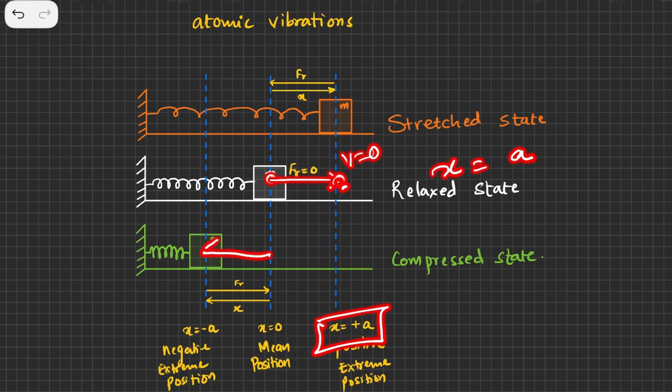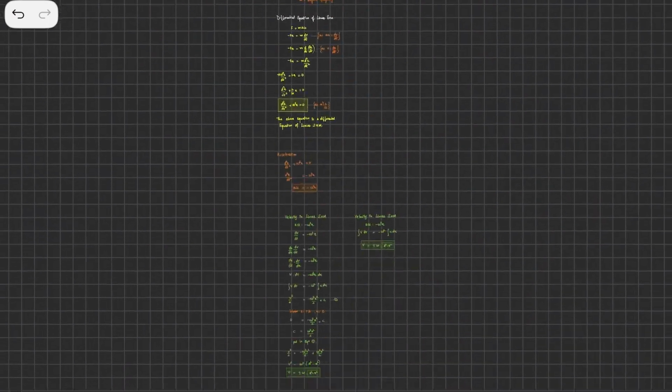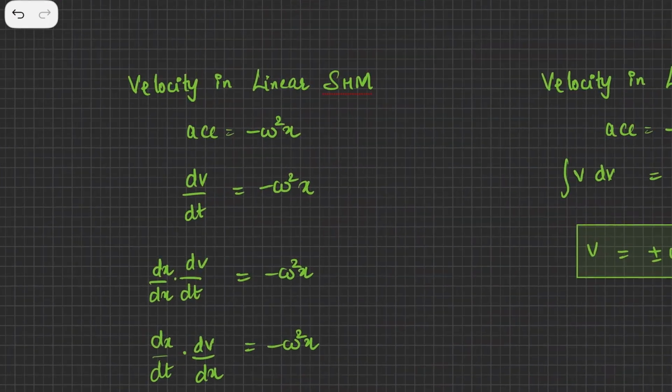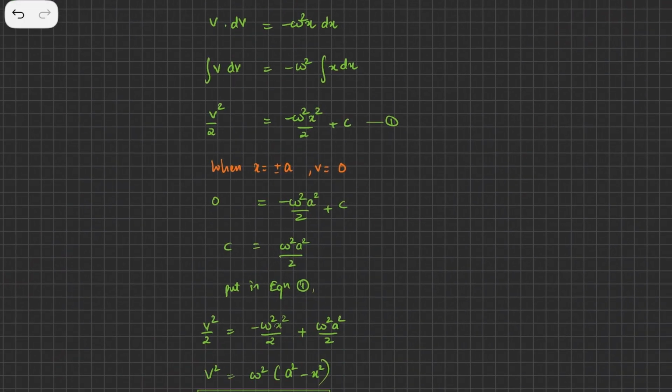Same when the body goes to the negative extreme, the displacement is x is equal to minus a. So x could be plus a or minus a, and the moment the body momentarily stops, that means the velocity is 0. So to conclude, whenever the body is at the extreme position, the velocity is 0.